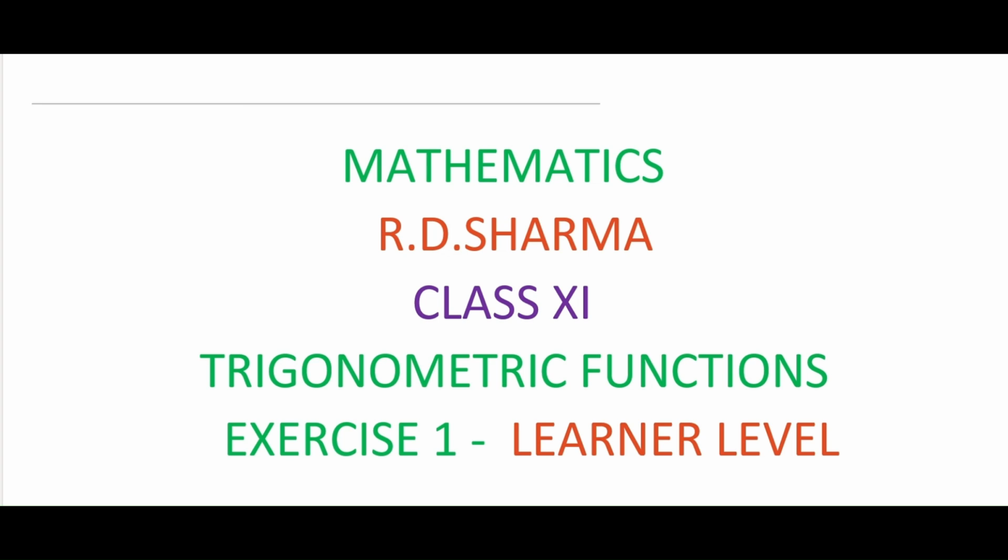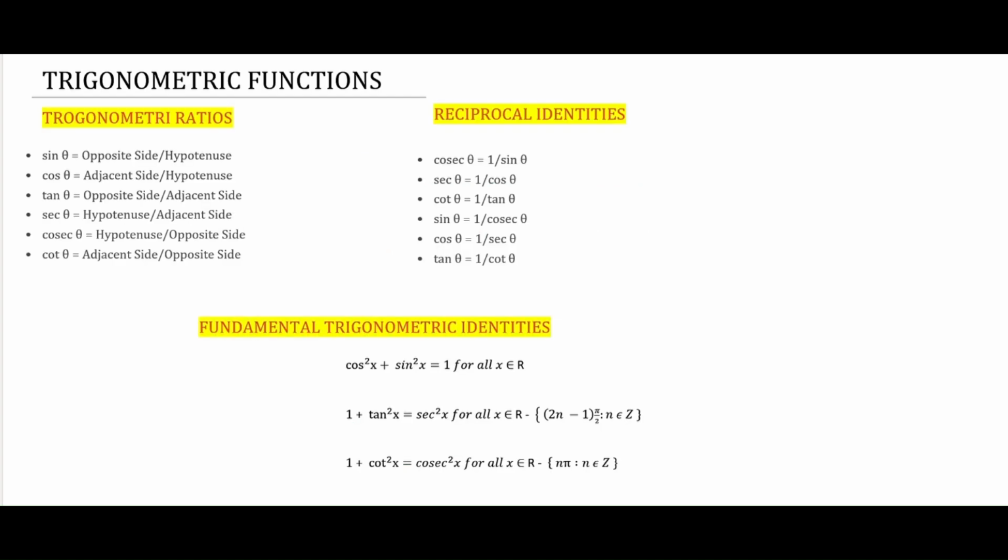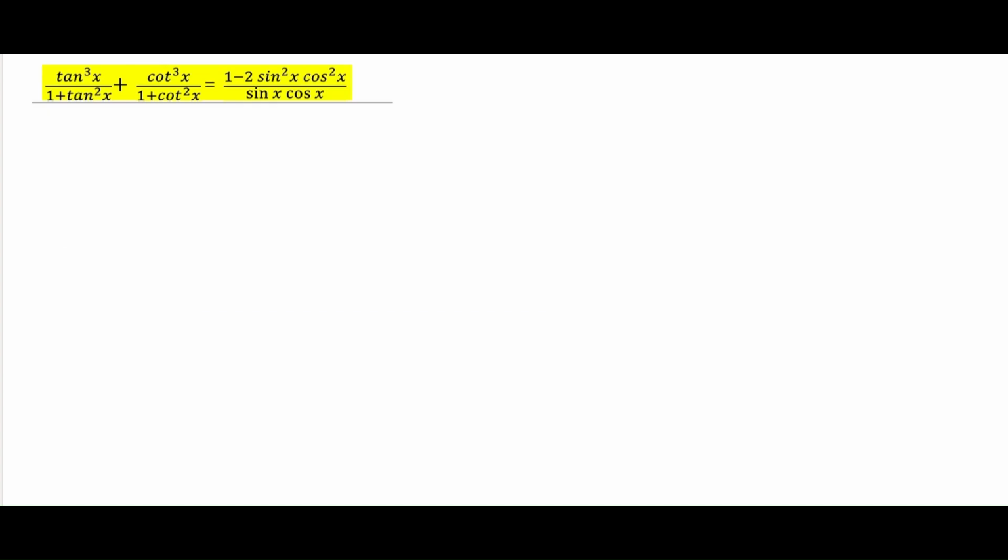In today's video, we will discuss the solution for learner level questions from exercise 1 of trigonometric functions. For that, you have to know the trigonometric ratios, reciprocal identities, and fundamental trigonometric identities. Let us start with the questions. This is the first one.